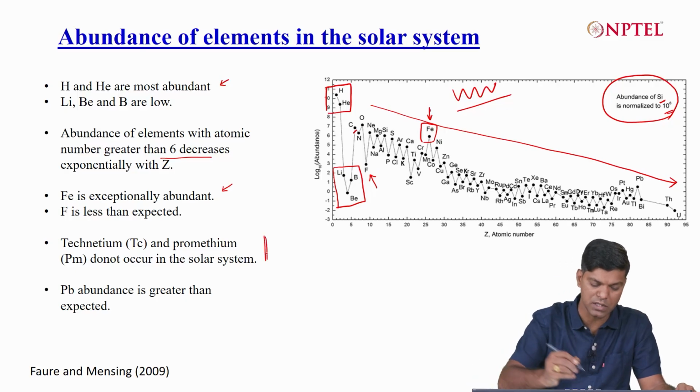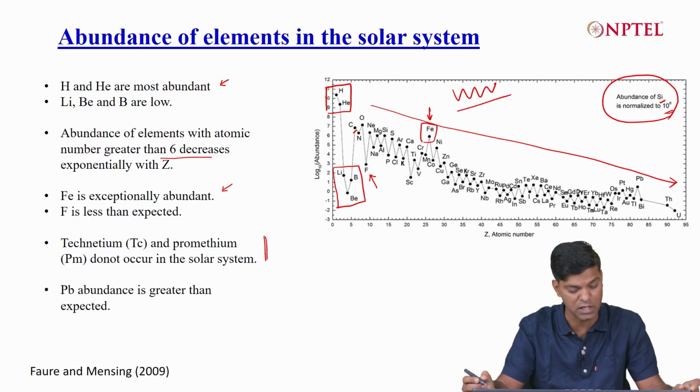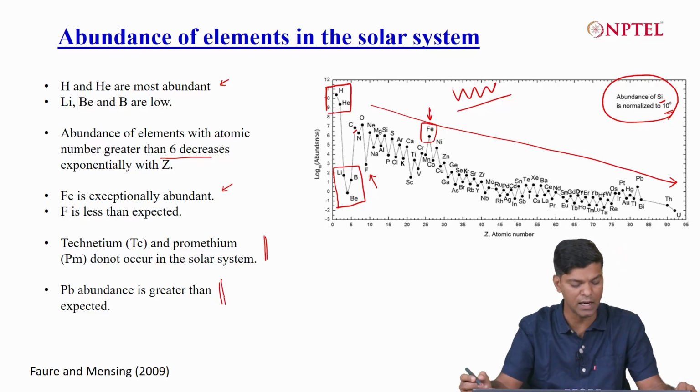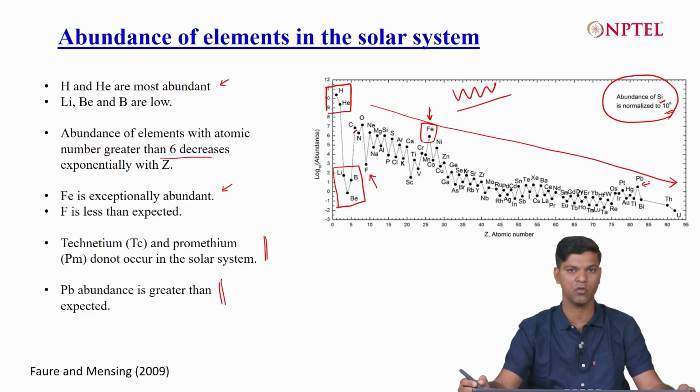Two elements which are naturally occurring, but still we do not find them in our solar system, are technetium and promethium. So, these two elements are not seen in our solar system. You may find these elements in some of the older stars, but not in our solar system. And also we see that the lead abundance is greater than expected. So, this is again an increased value for lead.